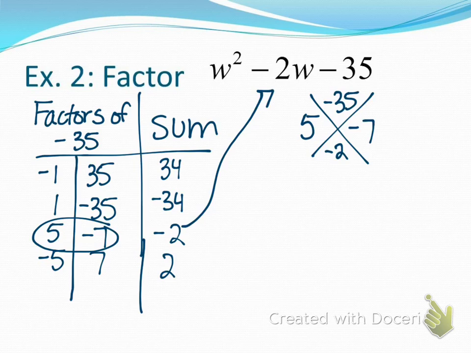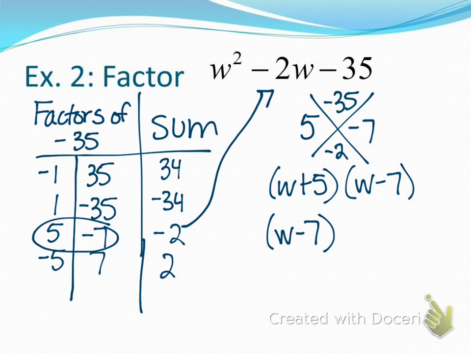Natalie, can you tell me how I would use that to write an answer? You would do W plus 5 and W minus 7. Beautiful. W plus 5, W minus 7. Keep the correct sign with the correct number. If you would rather put your minus 7 in the front, you can. But the 7 has to be minus, the 5 has to be plus.